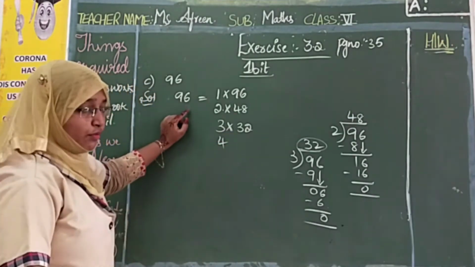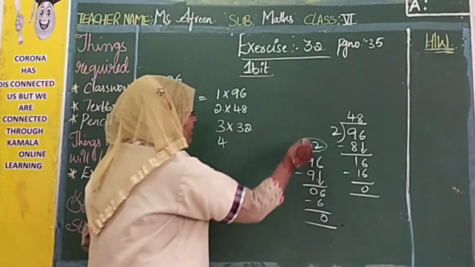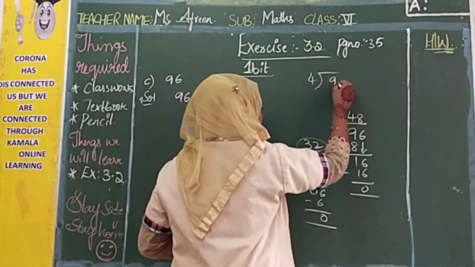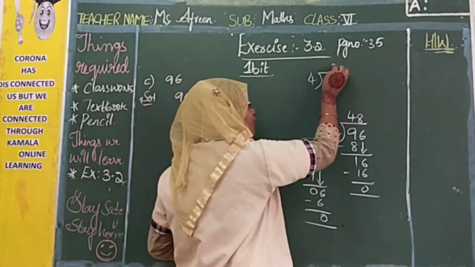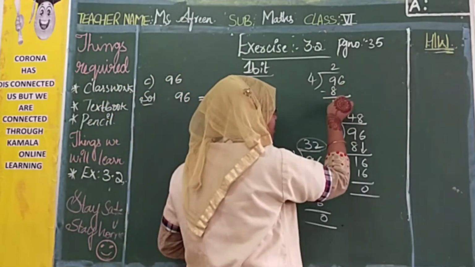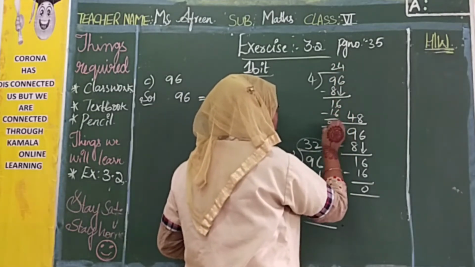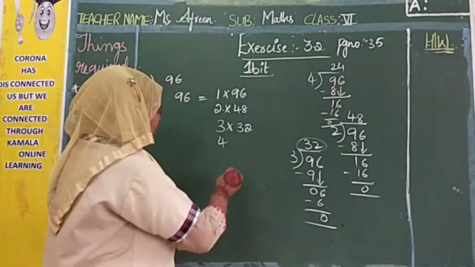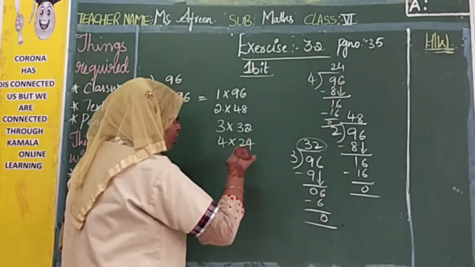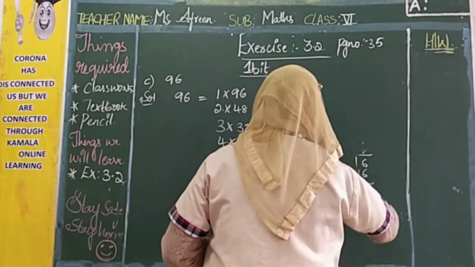Now what is the divisibility rule for the last 2 digits? Here we already have a 2 digit number. So let us check directly 4 of 96. 9 will not go in the 4 table but 8. So 4 2s are 8. 9 minus 8 is 1. This is 6. 4 4s are 16. So we got the remainder 0. So 4 into 24 will give us 96. Now let us see for the other.